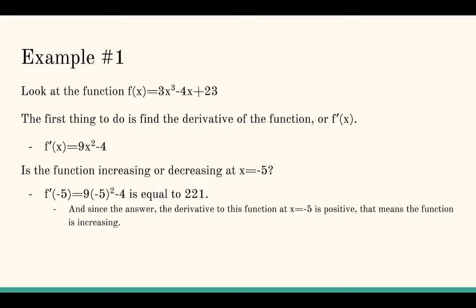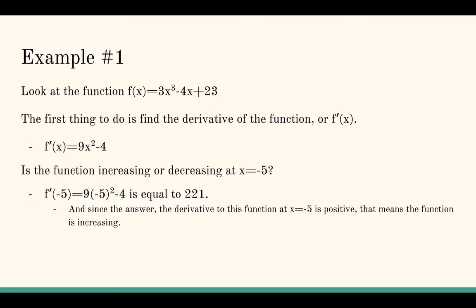Okay, so let's start with an example. This is example number 1. First, look at the function f of x. Here, we are trying to find the place in f of x where the values are not increasing or decreasing, and another point where the values are either decreasing or increasing, to construct a sign diagram, as I showed before. The first thing to do is find the derivative of f of x.